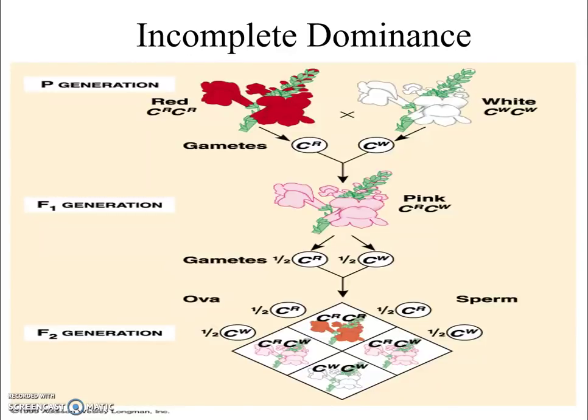Now, if you take the F1 generation and you cross two pink colors with each other, the F2 generation shows one homozygous dominant, two heterozygous pink, and one homozygous recessive. So in this case, the heterozygote is incompletely dominant. So it's bringing in the trait that's right in the middle of the dominant homozygous and the recessive homozygous.